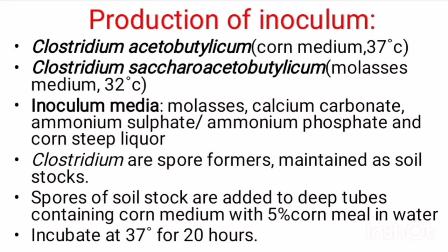Then the production process. Spores of soil stock are added to deep tubes containing corn medium with 5% corn meal in water. The tubes are incubated at 37 degrees Celsius for 20 hours. These are the steps involved in the production of inoculum.